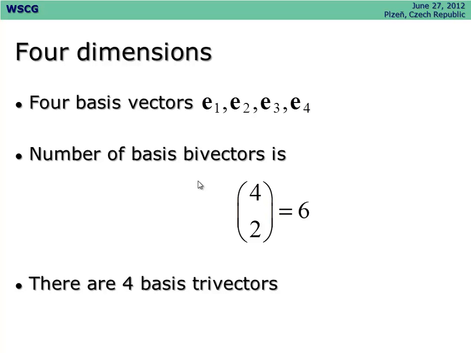Okay, so in 4 dimensions, this is where all the important stuff happens. Of course, we have 4 basis vectors. The number of bivectors is 6, as I explained, and there are 4 trivectors because there are 4 ways to leave one vector out of the entire basis.